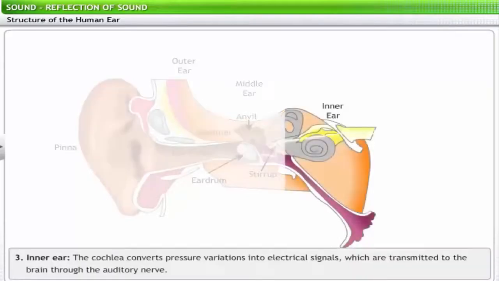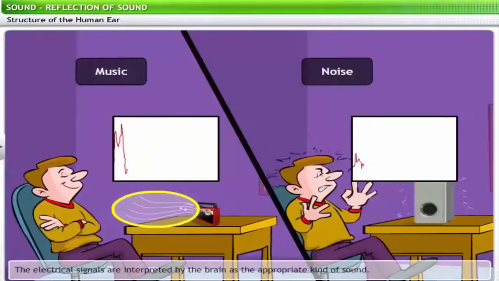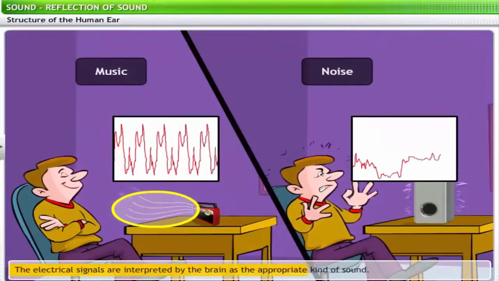The inner ear is comprised of various parts, including the cochlea and an auditory nerve. The cochlea converts the pressure variations into electrical signals. Then, these signals are transmitted to the brain through the auditory nerve. These electrical signals are interpreted by the brain as the appropriate kind of sound.